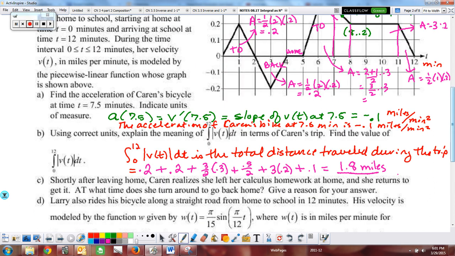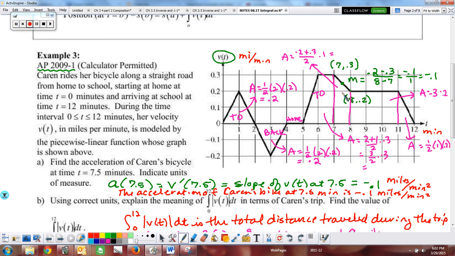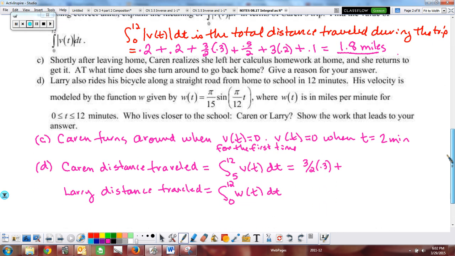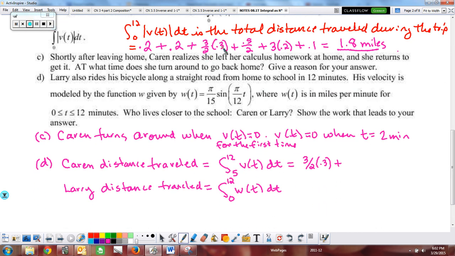Plus, let's see, what else do we have? We have 4 of them that we have to add, so don't lose any of them. So this one was, actually I can just take it from the list right here. I started with 3/2 times 0.3, the 0.5 over 2, plus the 3 times 0.2, plus the 0.1. Okay, so that will figure that out. Or you could just go, hey, it's the 1.8 minus the 0.4 that I traveled there. So that's going to be 1.4 miles.